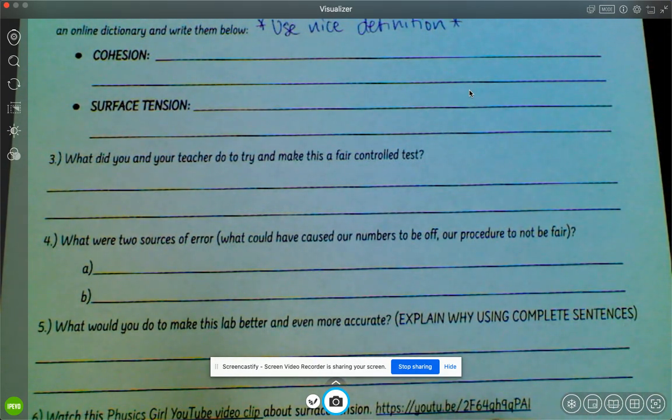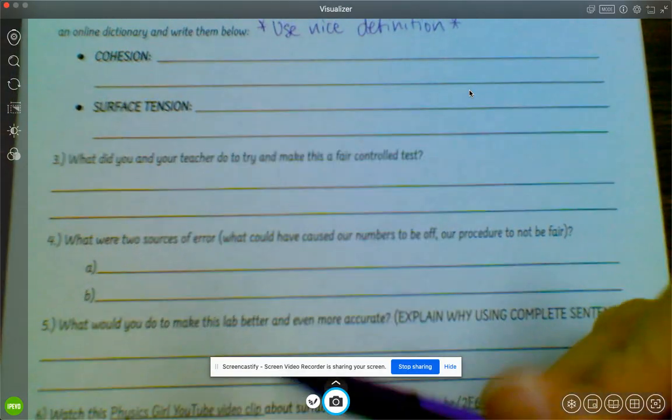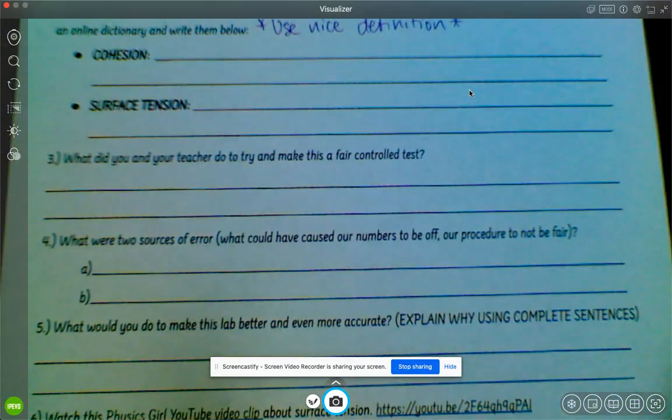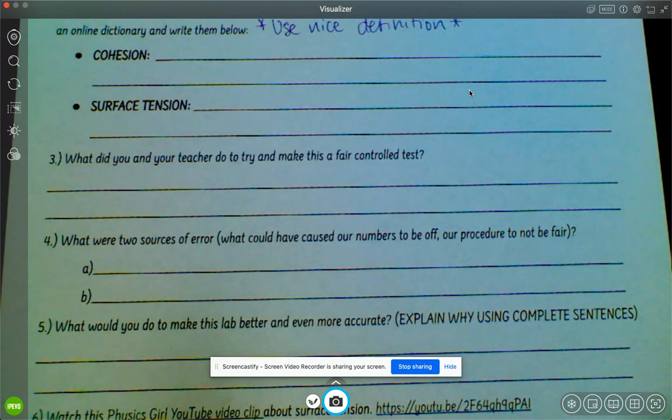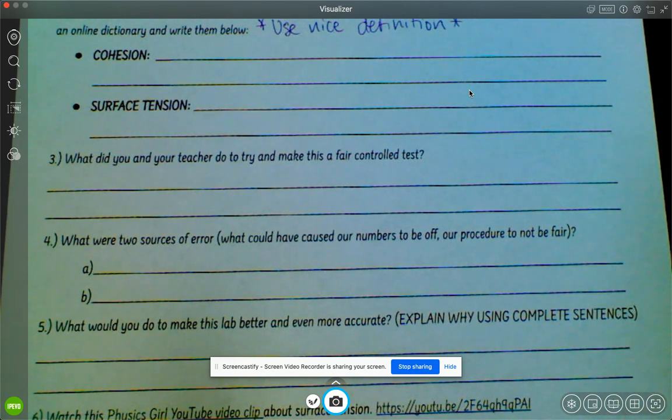There's always a student that goes, nothing, this test was good. No, we can always make it better. So what things from your error would go into this? If we did this test again, what would you want to test? Are there different coins you want to test? Do you want to see if there's different liquids? Hand sanitizer, we got plenty of it right now.